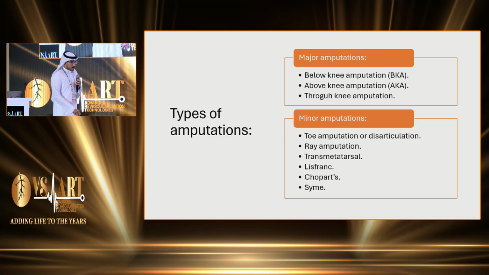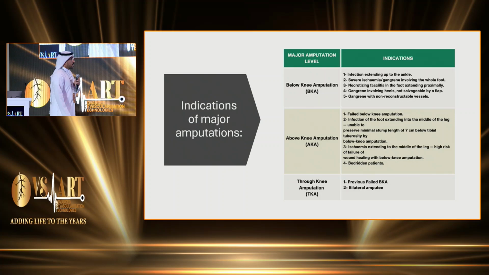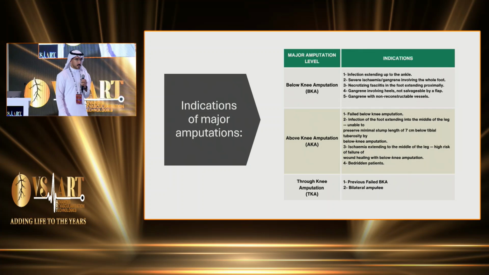So this is the types of amputation in general. We will focus on the minor amputations, starting from the toes, ending up with more proximal amputations like Chopart and Syme amputations. So, the indications for major amputation.